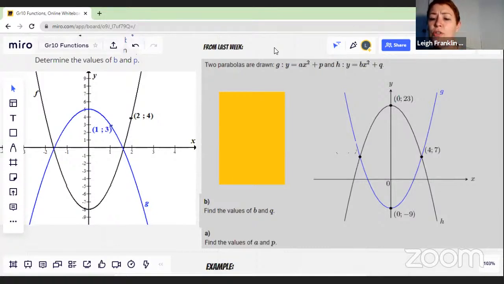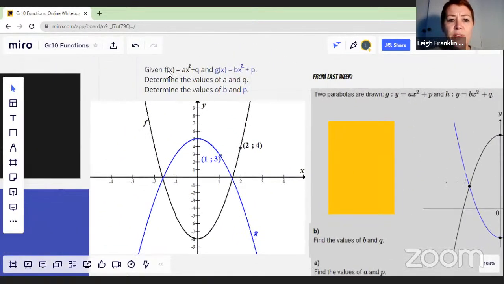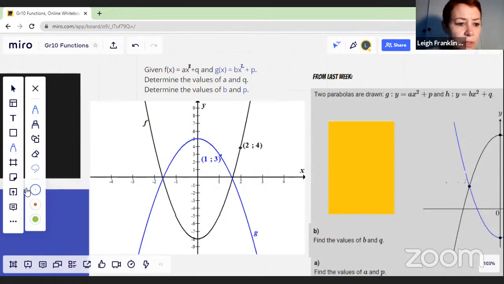Confused. Can you repeat what you said? I certainly can. Okay, no problem. Anyone who's feeling confident, I want you to try the question on the left. That's the one over here where you've been given f of x equals ax squared plus q and g of x equals bx squared plus p. So that's this question over here. I'm going to put a red star next to it.